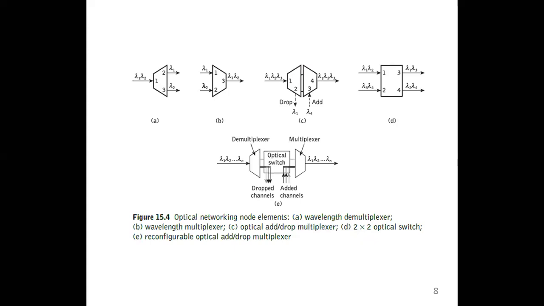And then finally, the most important kind of switch, which is known as a reconfigurable add drop multiplexer. I will talk about this last device a little later. This is the device which is used in optical networks these days. So let's look at these devices one by one.